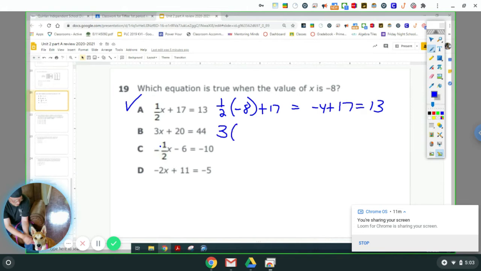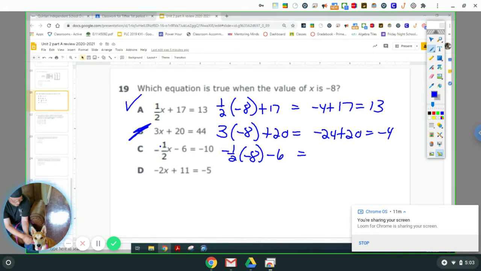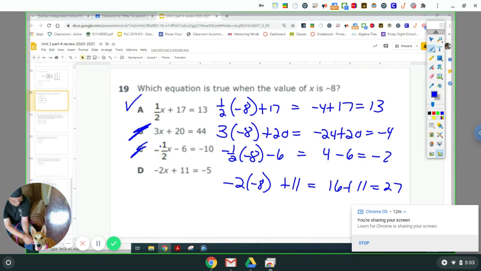I'm going to try to prove the other ones wrong. 3 times negative 8 is negative 24 plus 20 is negative 4. Does negative 4 equal 44? No, it does not. Okay, so the next one is negative 1/2 times negative 8 minus 6. Negative 1/2 times a negative 8 is a positive 4 minus 6 is negative 2. Negative 2 does not equal negative 10. Finally, negative 2 times negative 8 plus 11. So then you get positive 16 plus 11, which is 27. 27 does not equal negative 5. So A is correct.